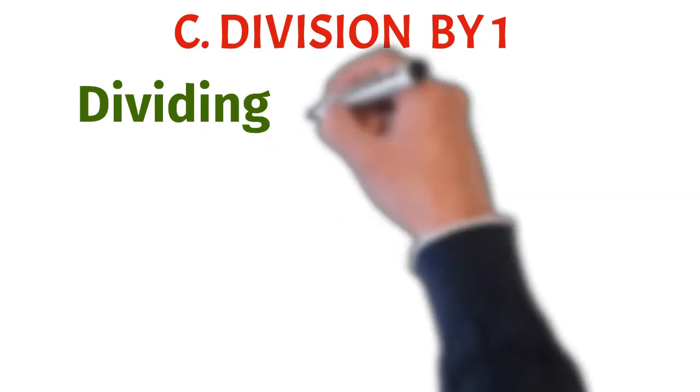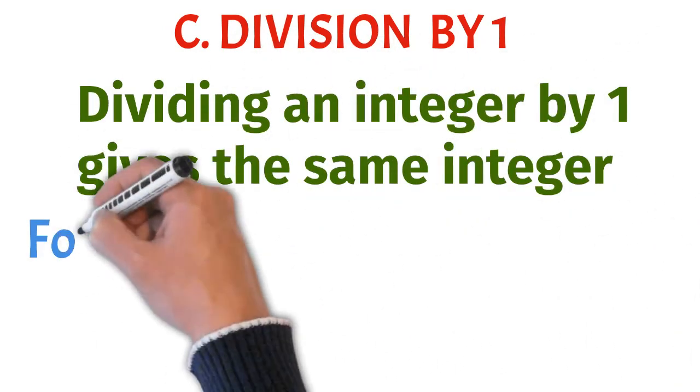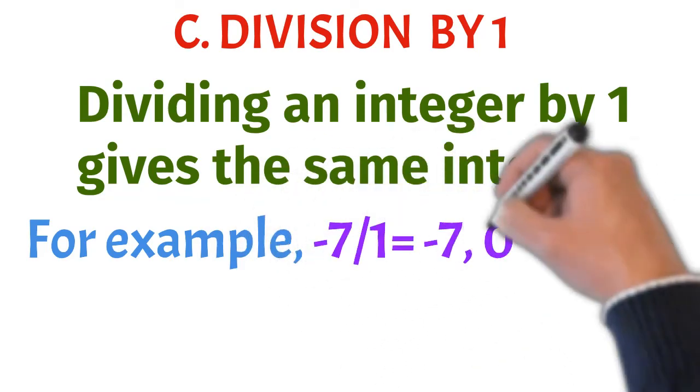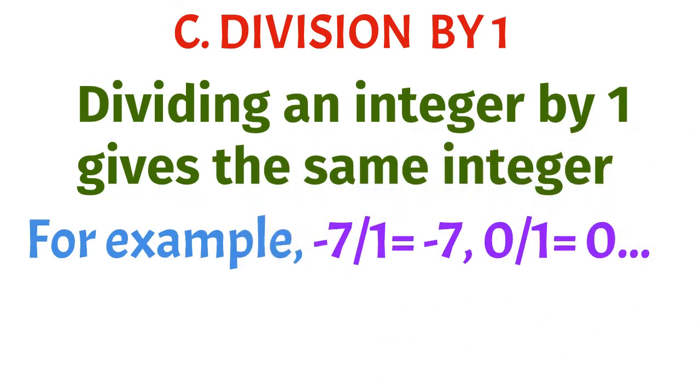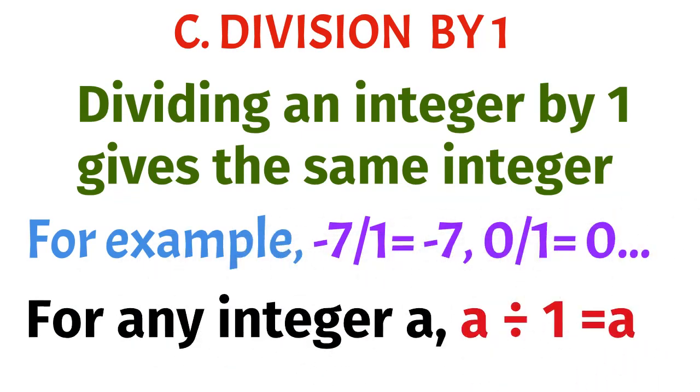Division by 1. Dividing an integer by 1 gives the same integer. For example, minus 7 divided by 1 equals minus 7. 0 divided by 1 equals 0, etc. Thus, for any integer a, a divided by 1 equals a.